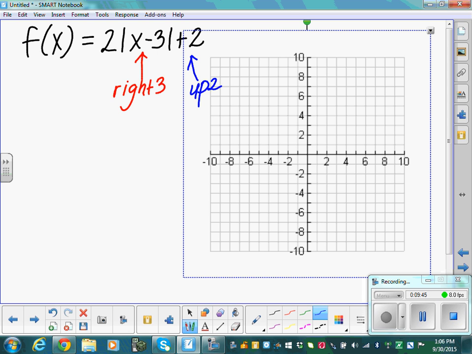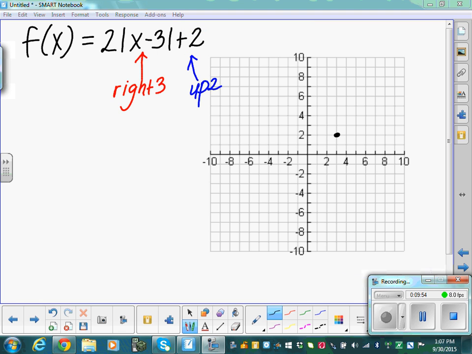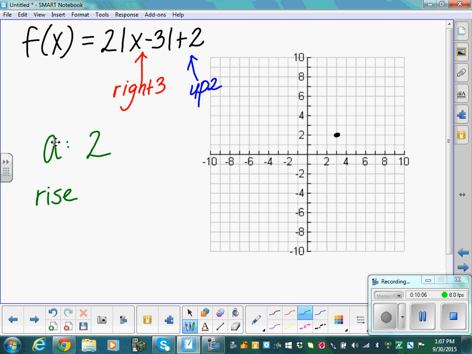So let's go ahead and plot our starting point. I'm going right 3 and up 2. So it's going to be right there. So then from there, you're going to look at your A value. Our A value in this one is 2. Now remember, this is not an acceleration. Absolute values are slopes. So we'll have the rise over the run.